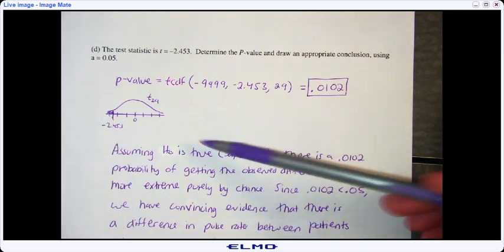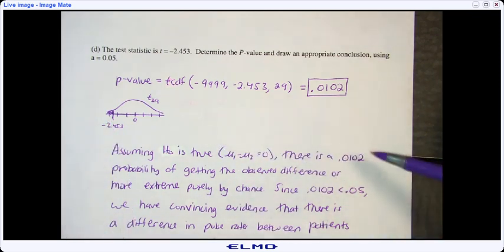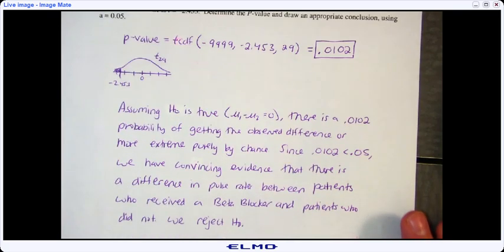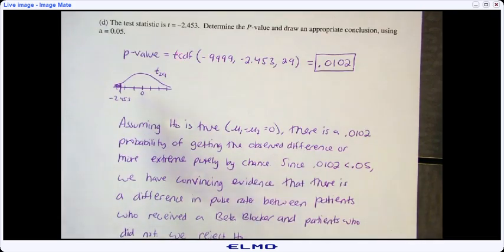So I said, assuming that the null is true, there is a 0.0102 probability of getting the observed difference or more extreme purely by chance. Since 0.0102 is less than 0.05, that's the alpha that we're comparing it to here, the significance level, that means that we have convincing evidence that there is a difference in pulse rates between patients who received a beta blocker and patients who did not, so we reject the null.